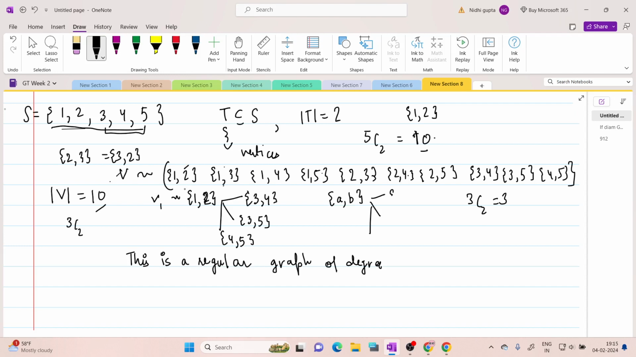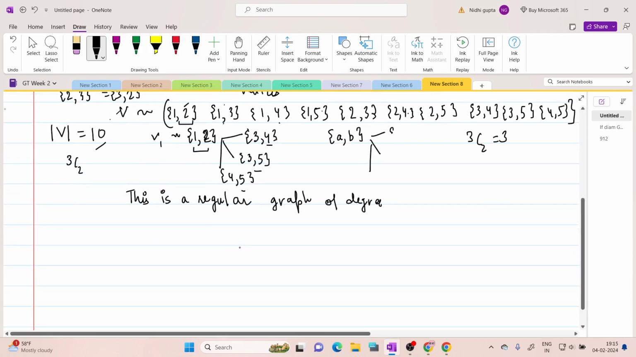Now we say there is an edge between two such sets if their intersection is empty. So if I pick 1 2, there is no edge between 1 2 and 1 3 because we have one common element. Similarly, there is no edge between 1 2 and 1 4. So all the possible edges containing 1 2 are only these: 1 2 will be connected to 3 4, 3 5, or 4 5.